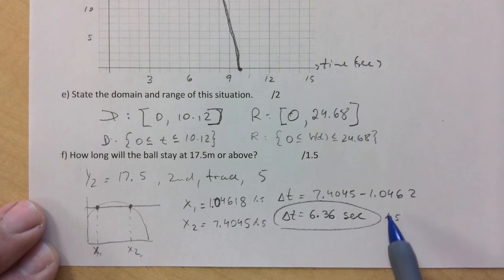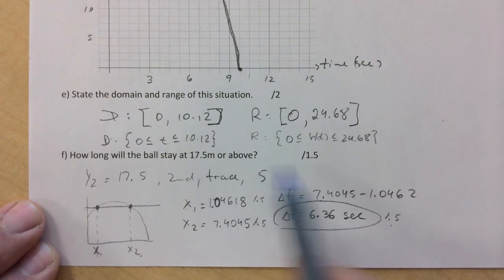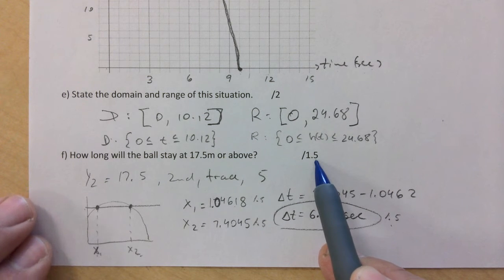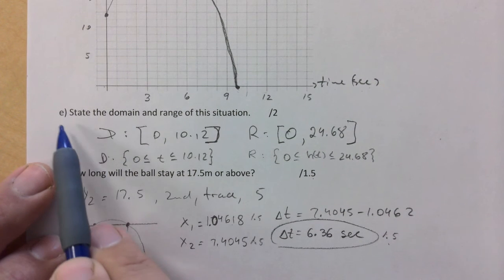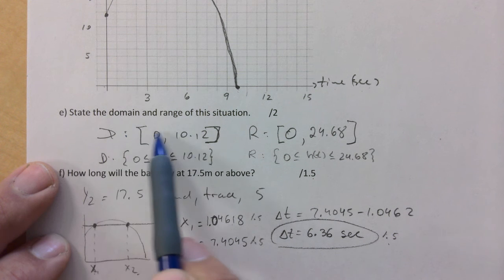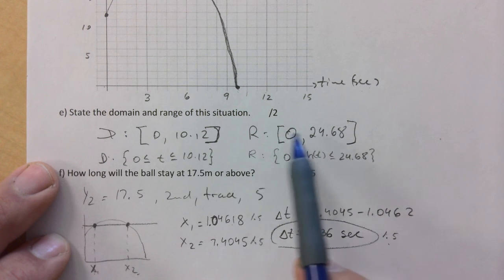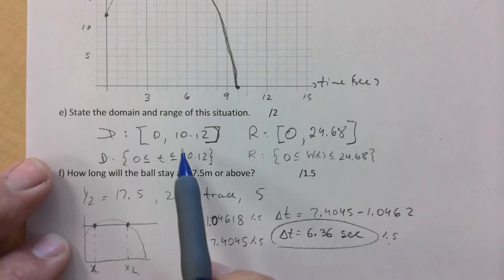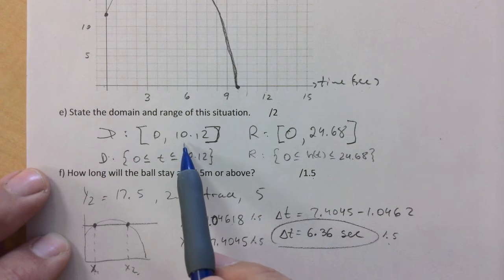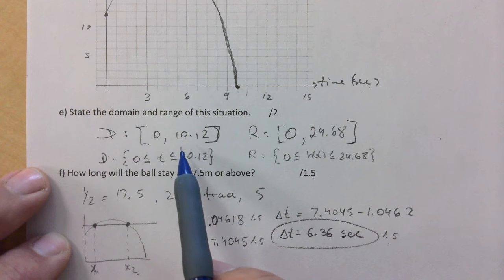Okay, so half, half, and half. So F is 1.5. So make a mark out of 1.5 on there. E is the domain and range. So 1 mark for correct domain and 1 mark for correct range. Okay. So Jason, sorry, I'm going to use you.